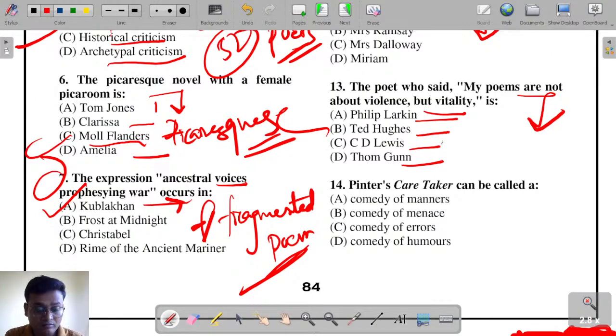It is not about violence, but about vitality. This is question 13 on your screen. That is Ted Hughes. Ted Hughes has said that my poems are not about violence but vitality.